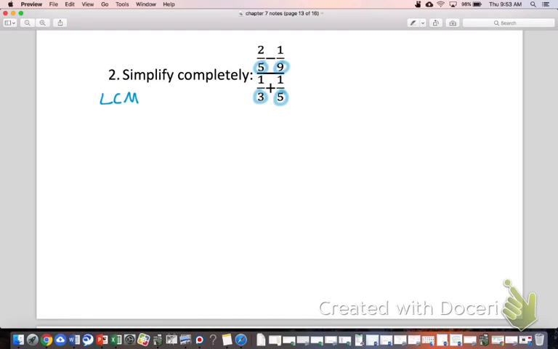45. So here's what we're going to do. We are going to take that least common multiple, and we are going to multiply the numerator and the denominator by that. So I'm going to put this in parentheses and write times 45. I'll put this in parentheses and write times 45. Good?